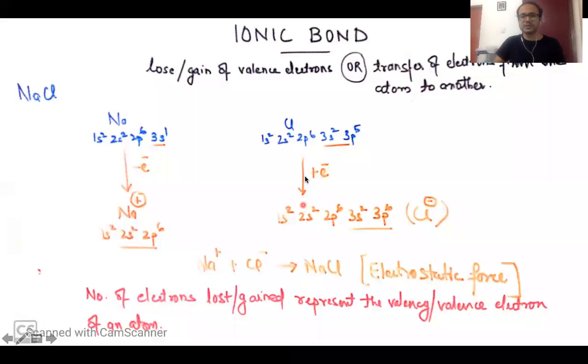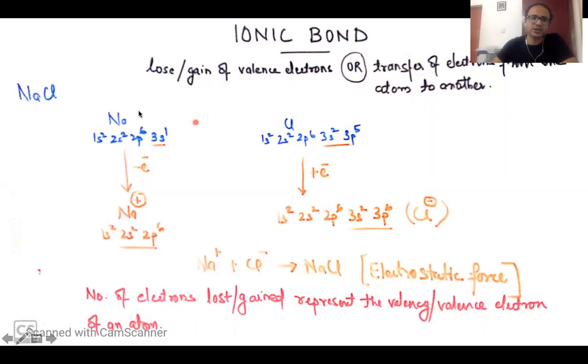Hello everyone. So let us look into ionic bonding. Ionic bonding, by definition, means we have the involvement of loss or gain of valence electrons. One atom loses the valence electron, another atom gains the valence electron. Or it can be said to be a transfer of electron from one atom to another.